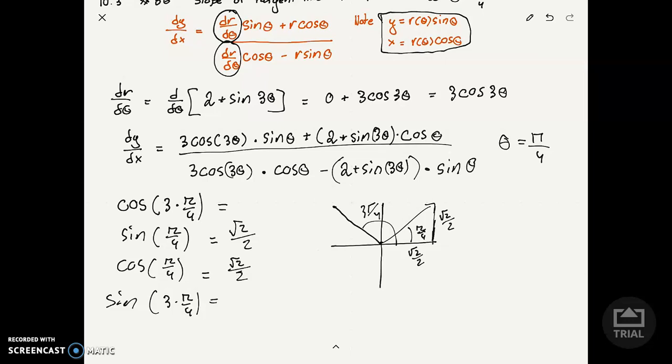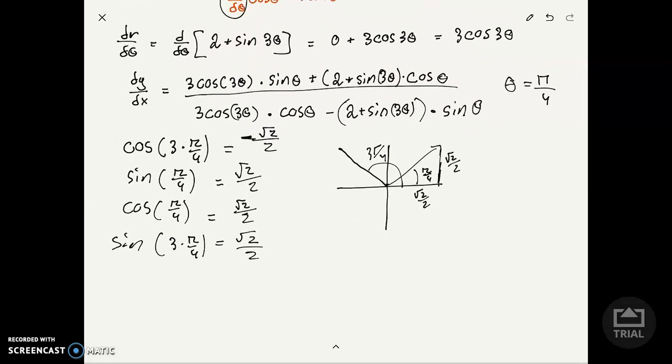Okay, so they have the same sine value, root 2 over 2, because it's in the positive y quadrant in both cases, pi over 4 and 3 pi over 4. But for the 3 pi over 4 cosine, it's in the opposite direction for x, so it's negative. Alright, and from there, let's just plug it into our formula.